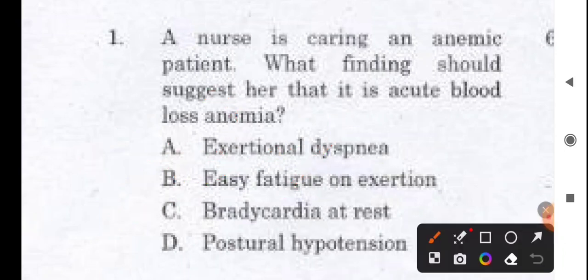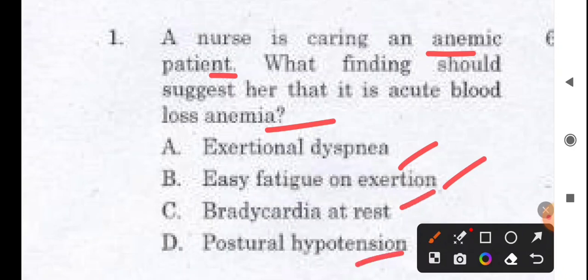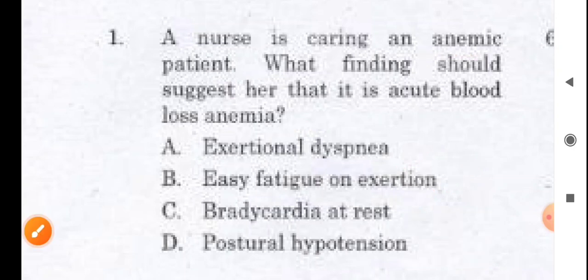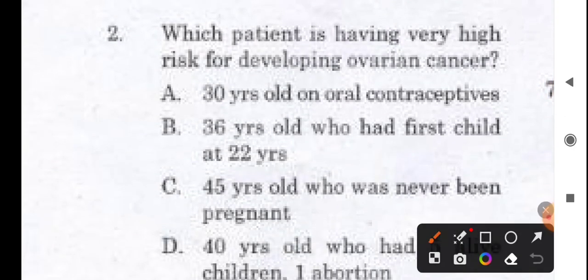So, the first question is: a nurse is caring for an anemic patient. What finding should suggest to her that it is acute blood loss anemia? Options: exertional dyspnea, easy fatigue on exertion, bradycardia at rest, postural hypotension. So you can comment your answers in the comment section.